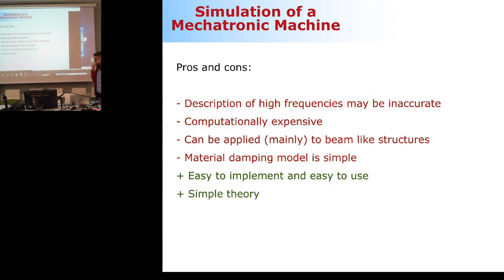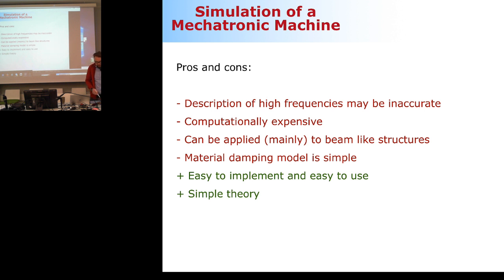Okay, so here's a summary about the good things and the bad things related to this lump mass method. The first negative thing is that sometimes the behavior related to high frequency may not be very accurate. It's computationally very expensive, of course, because instead of using one rigid body, you have to use a number of rigid bodies. Each one of them has to have a full set of ten coordinates. And in addition to that, you have these spring elements that can easily introduce numerical difficulties. Okay? And this can be mainly used for beam-like structures.